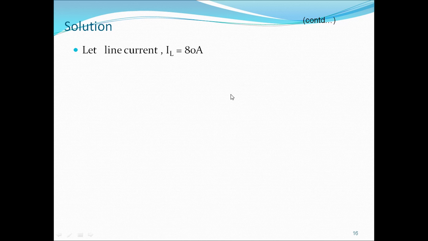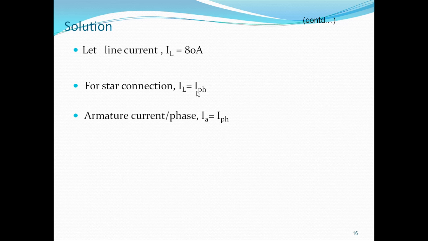And next he gave the line current, that is 80 amps. This one also we convert into phase value, as it is a star connection. Both the line value and phase value are the same. So that is IL is equal to IPH. Next, armature current IA is equal to IPH.